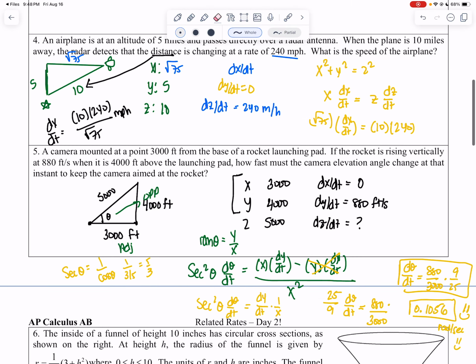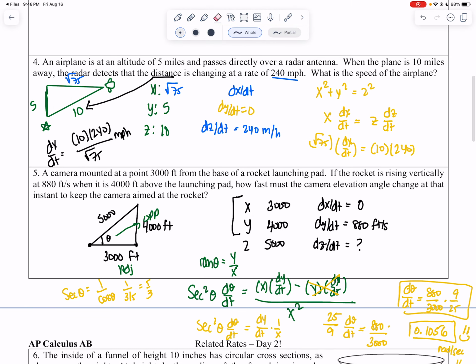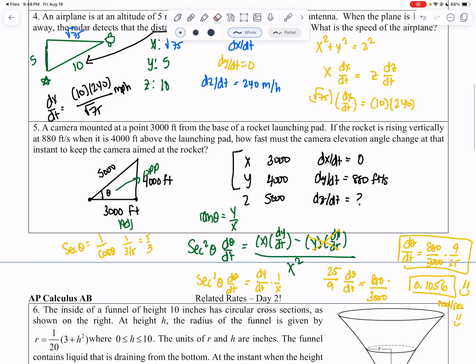All right. So overall, with related rates, this is going to be the last video of related rates. Overall, make sure that you clearly label your x's, your y's, your z's, what you're given, and its derivatives. And then based off of that, see what you definitely know and see what you don't know. And then based off of that, make your equation based off of what you know.